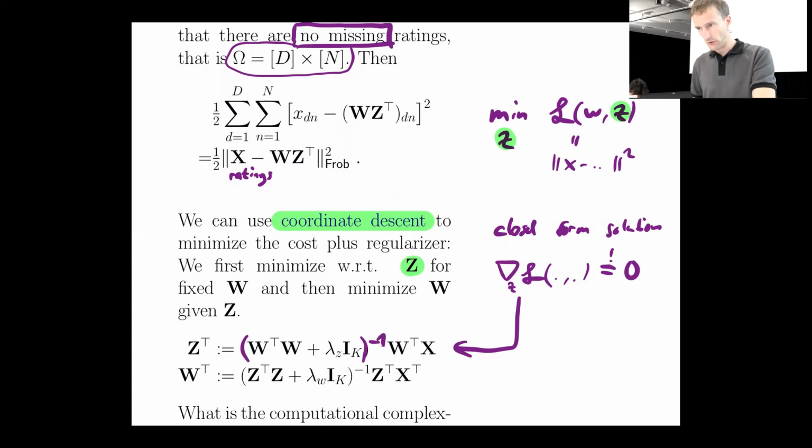And to be honest, here we only do this when we have a regularizer, because it's the same thing as in ridge regression. So we will only solve the regularized problem, because then we will always have a unique solution for Z and W. So I will solve the regularized one. There is a regularizer of W and a regularizer of Z.